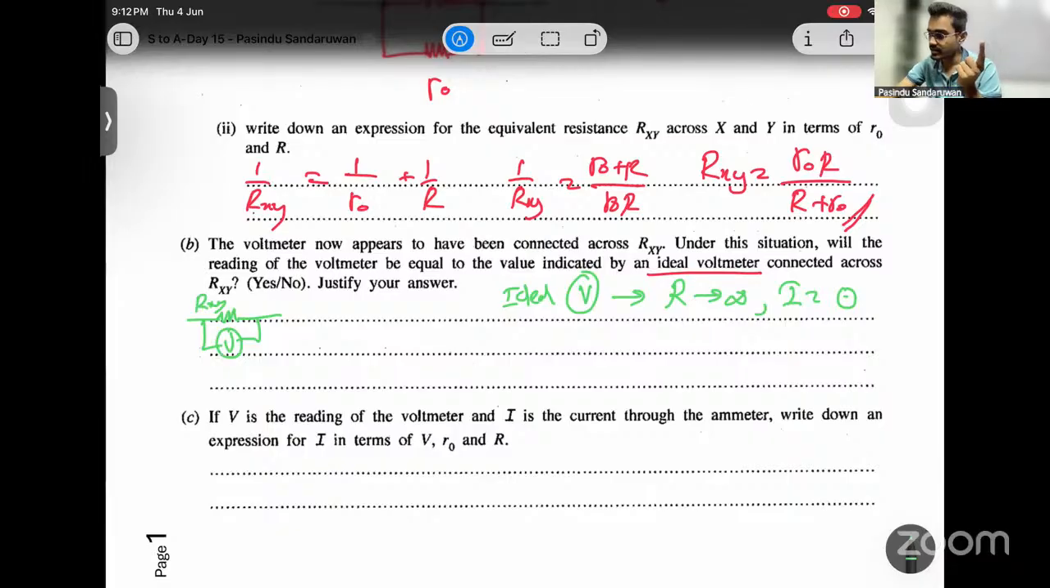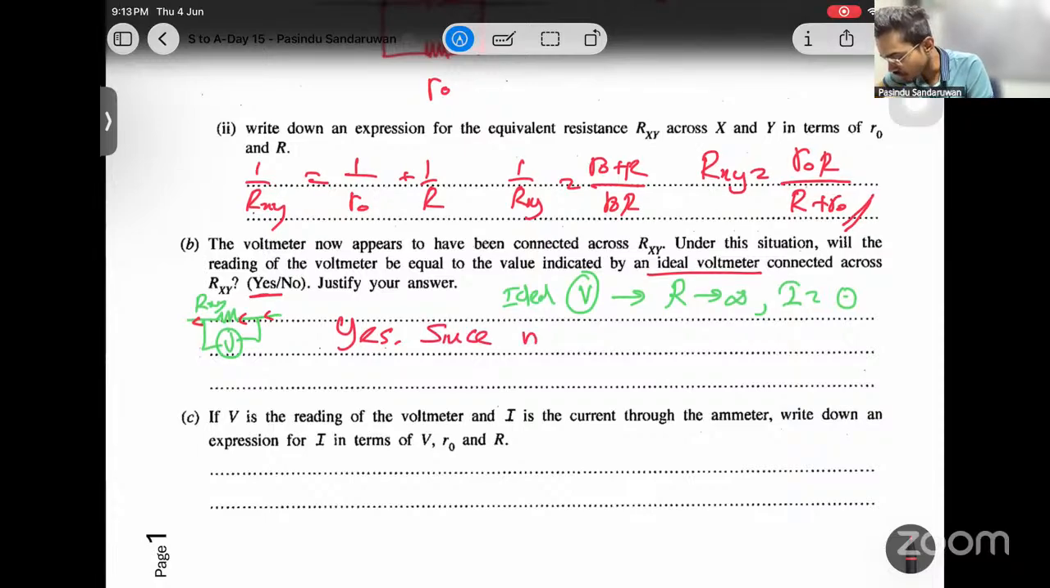Now Rxy represents the total resistance. When Rxy represents the total resistance, the total current flows through the resistor only. We have already factored the resistance of the voltmeter into Rxy. That is inside the Rxy now. Then no current flows through this voltmeter, because the current flows through the resistor, which is already separated. Therefore, this is equivalent to the ideal case. Then we can say it is yes. Justify your answer.